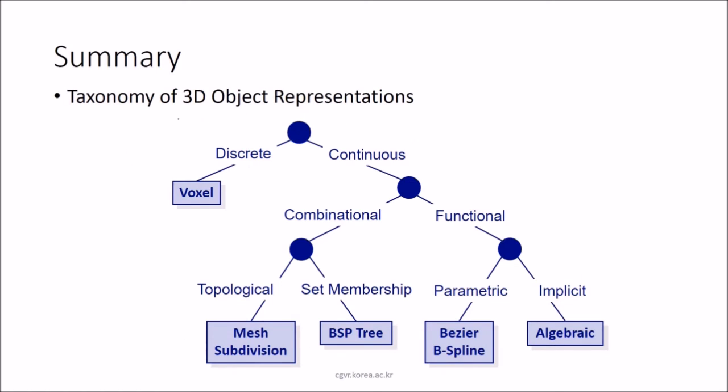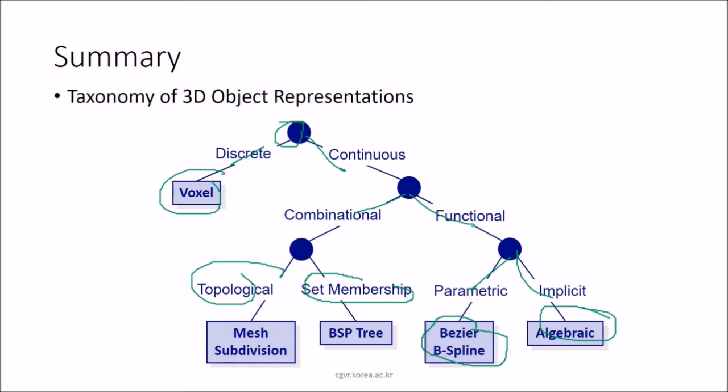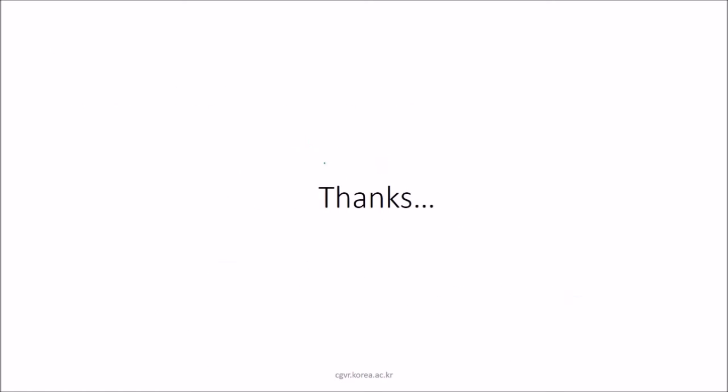So let us summarize the taxonomy of 3D object representation. First of all, an object can be discrete or continuous. If it is discrete, we call it voxel. If it is continuous, we divide it into combinational and functional. If it is functional, it can be parametric or implicit. Implicit, of course, is algebraic. In parametric form, you can represent it in Bezier and B-spline. If combinational, then it can be either set membership or topological. In set membership, it can be BSP tree. You can represent it as BSP by space partition and meshed subdivision. So this is the taxonomy of 3D object representation.